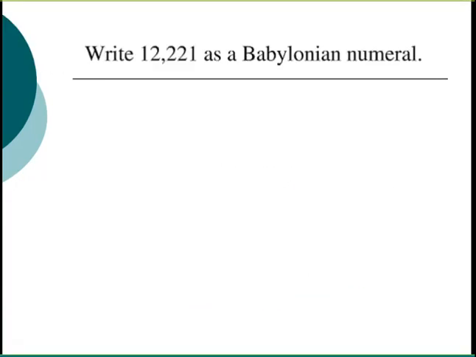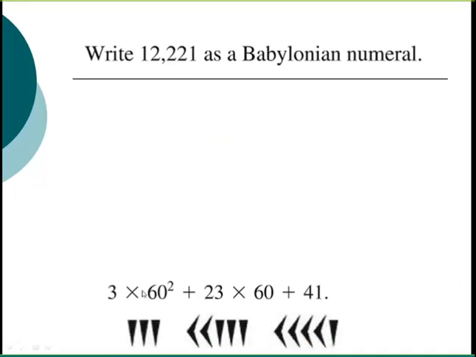Okay, so that's exactly what we're going to take a look at. So we've got 12,221. To write it as a Babylonian numeral, you start off by dividing it by 3,600. Apparently I thought I was going to show the division. So we've got our final answer down here.